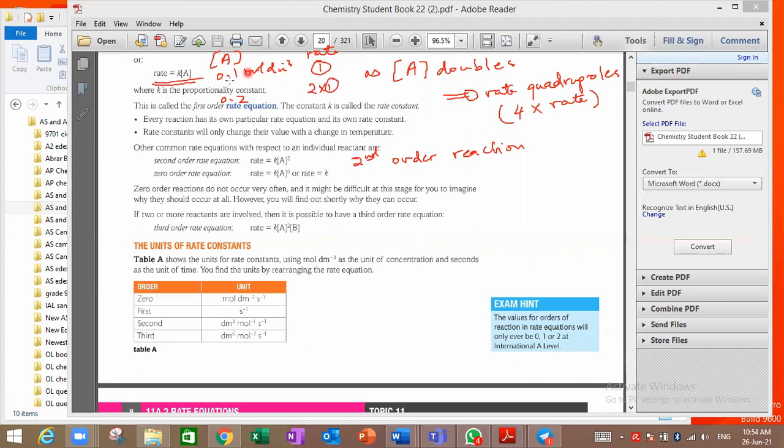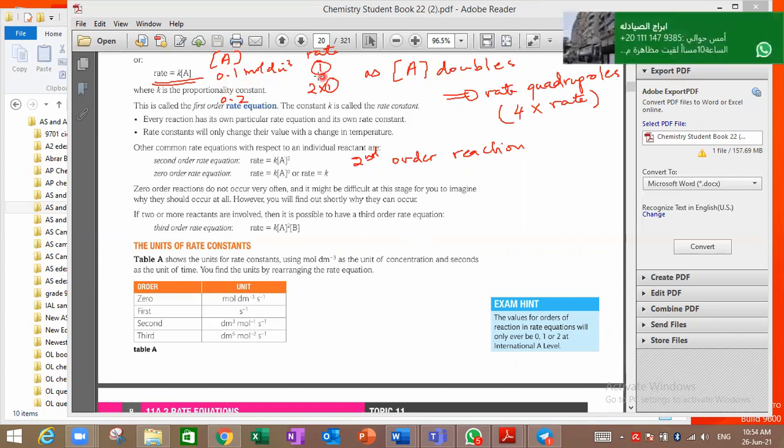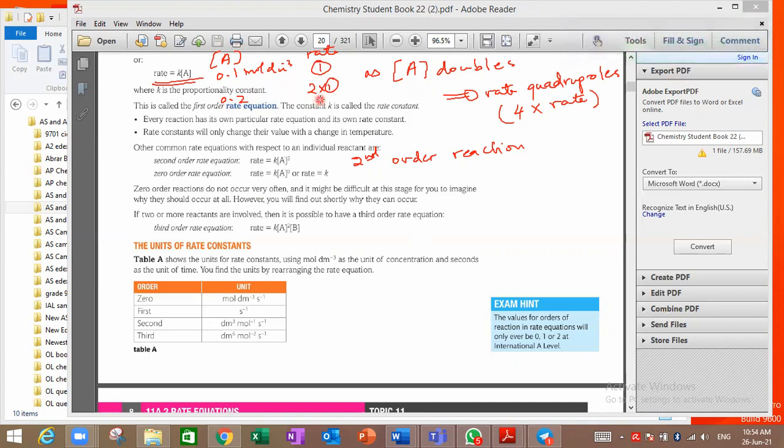So there is a direct relationship between the concentration of A and the rate. When the concentration was a certain value, the rate was a certain value. When we doubled the concentration of A, we find that the rate also doubles. So we say that the rate equation is rate equals K times A, and we say that this is a first order reaction.